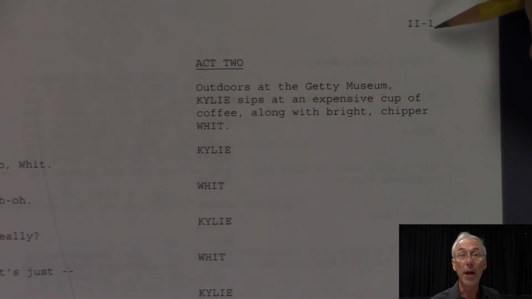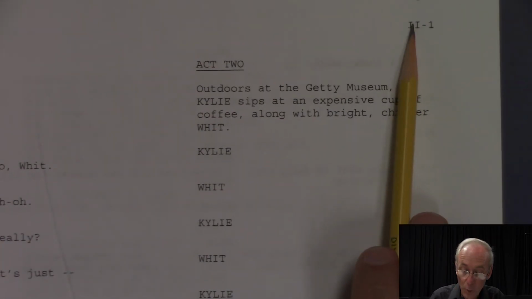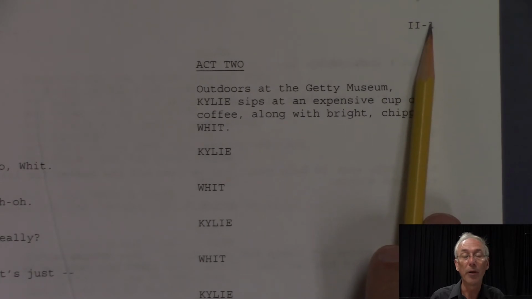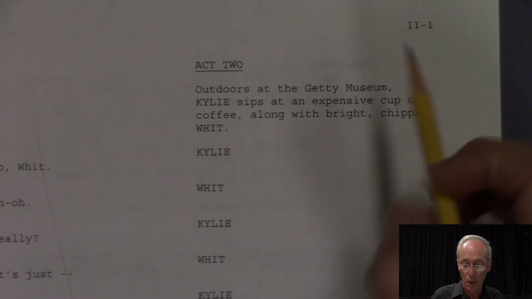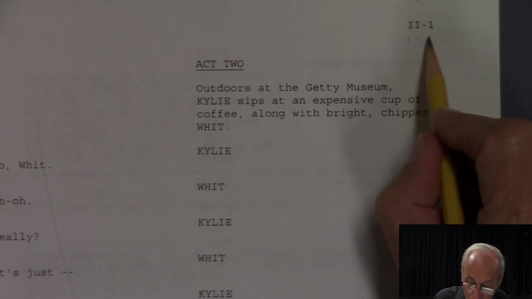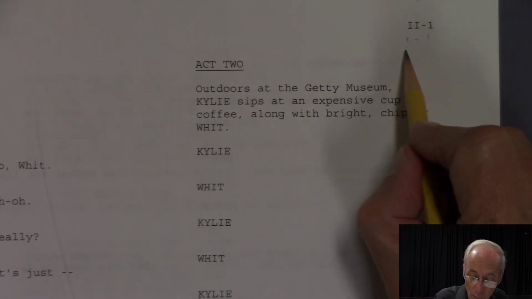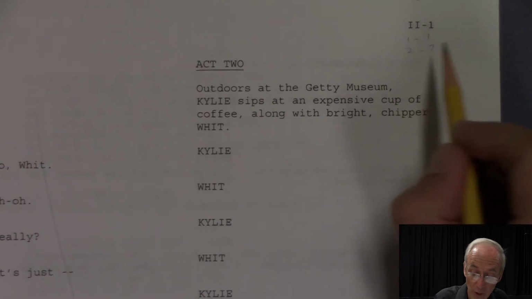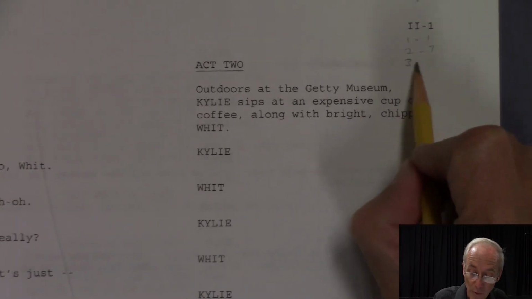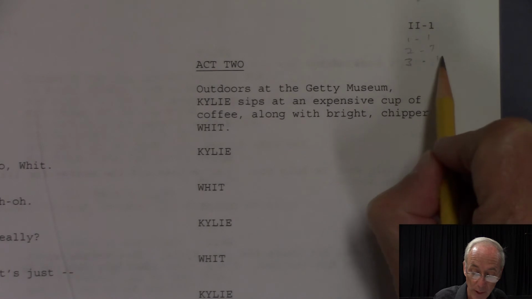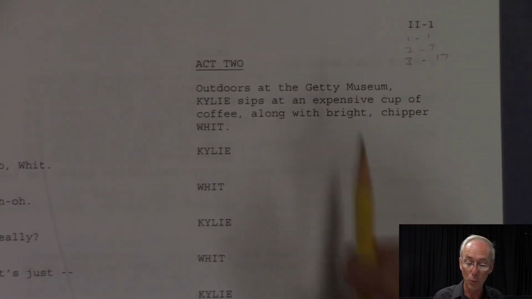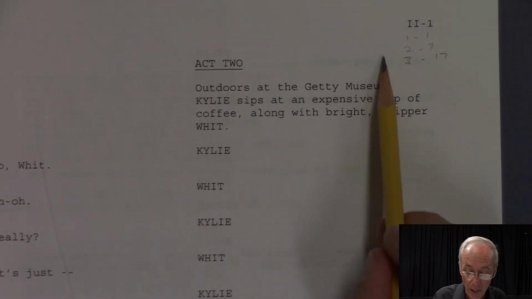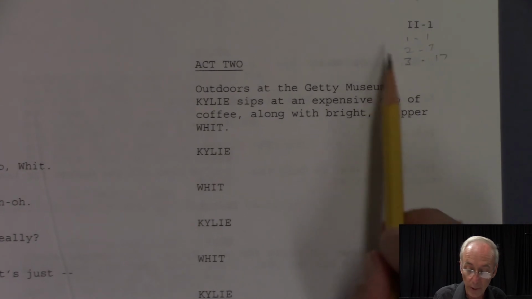If you're doing just a one act, you could omit this entire Roman numeral and just have page numbers. Or if it's a one act with a couple scenes, it would be 1-1, or the next scene would be 2, whatever page number, say 7. The next would be 3, whatever page number you're on now, 17, and so on. But for a one act, you wouldn't need 1, 1, 1, 1, and so on.